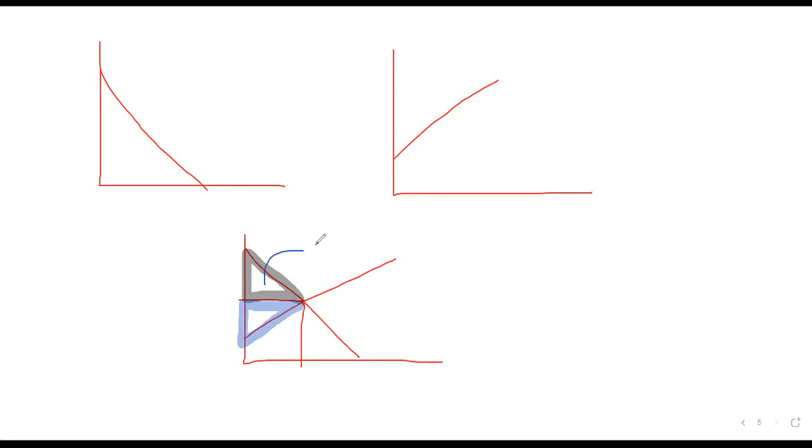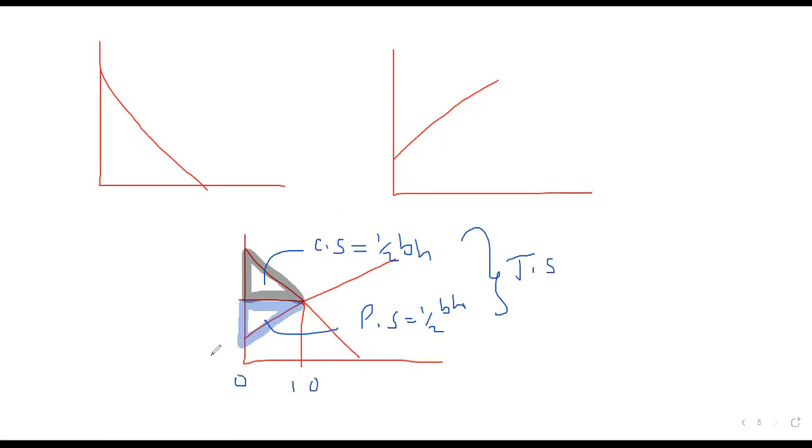So this is called the consumer surplus, which is given by half base times height. And this is called the producer surplus, which is given by half base times height. So together, collectively, this will give us a total surplus, which can be calculated. For instance, here we have a 0, we have 10, we have 3 there, we have 5 there, and we have a 10 there.